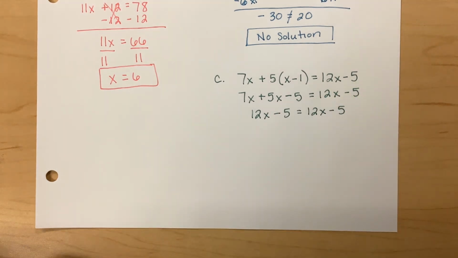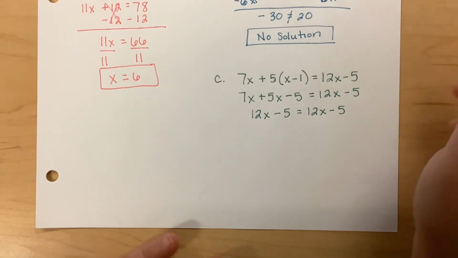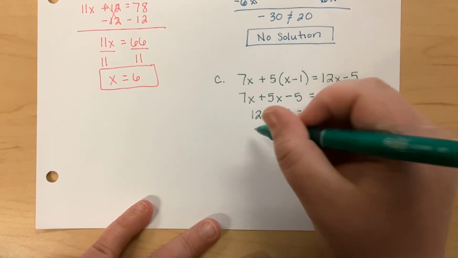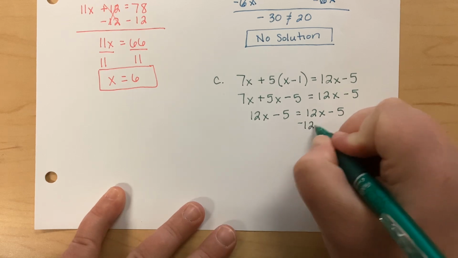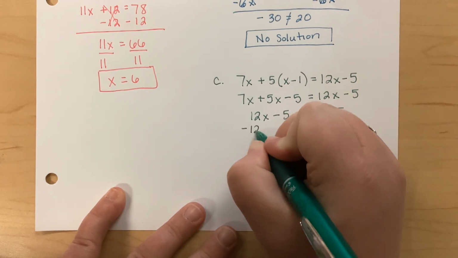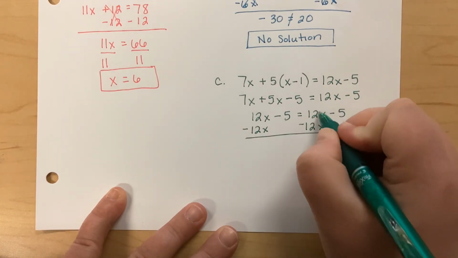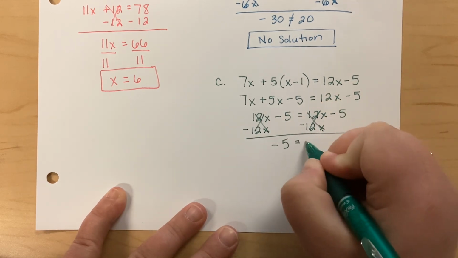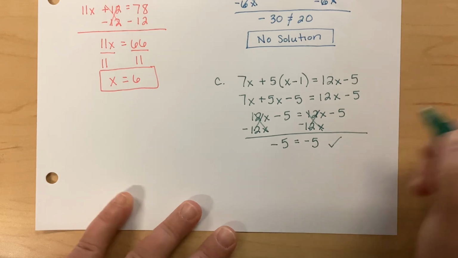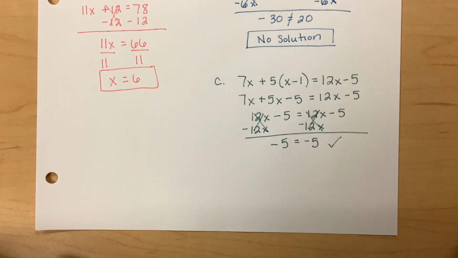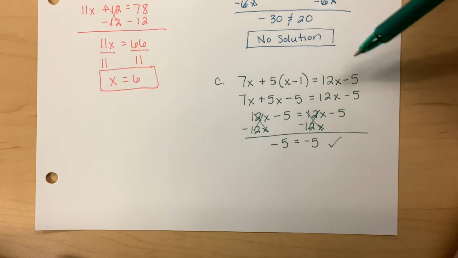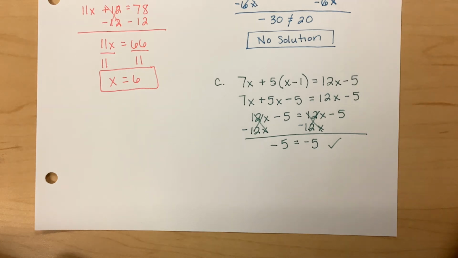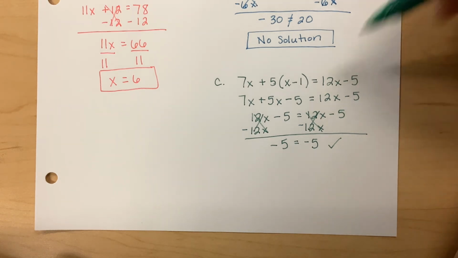Now you might notice they're exactly the same here, which means something, but I'm going to go ahead and move this 12x over to that side anyways, so that you can truly see what's going on here. So 12x minus 12x in both cases is 0, leaving me with negative 5 equals negative 5. Now this time that is a true statement. So what that means is there are an infinite number of numbers that I could use for my x value that will make this equation true. Literally any x I can think of will make this true.